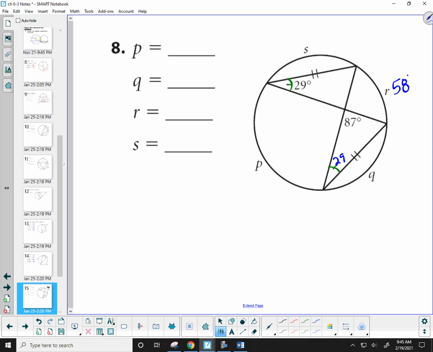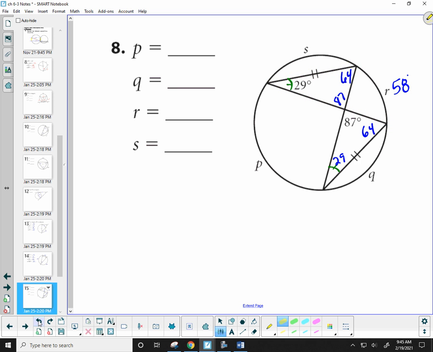Okay, now, if this is 87, this vertical angle here has to be 87. Then I just use my triangles, and I got 64 degrees here and here. How do I get 58? Because this inscribed angle opens up to this arc. So this arc has to be twice the angle. Is that okay now? Okay, good. So now I know all three of my angles.